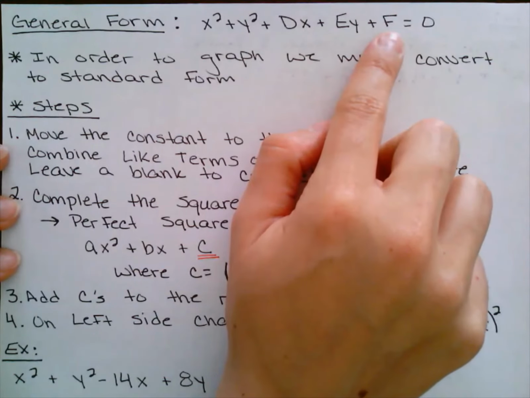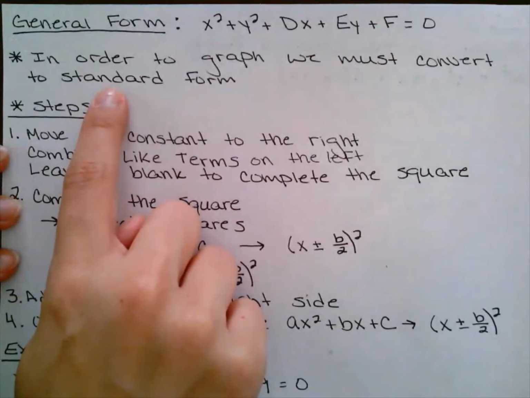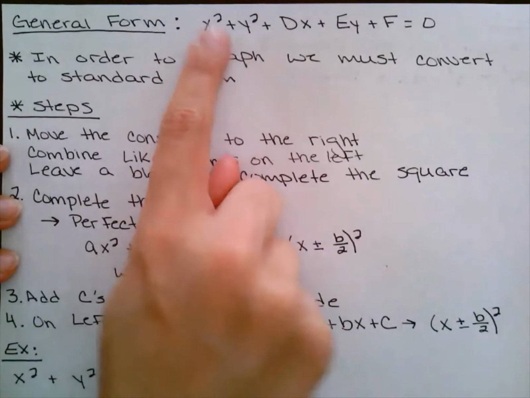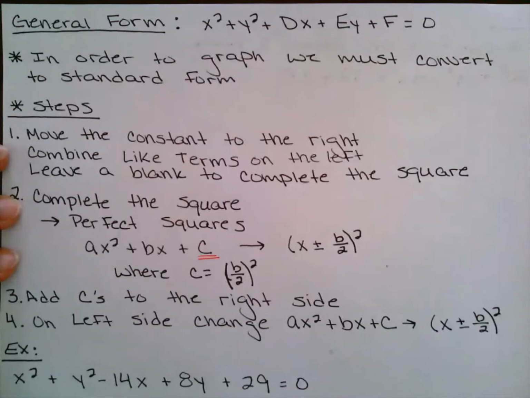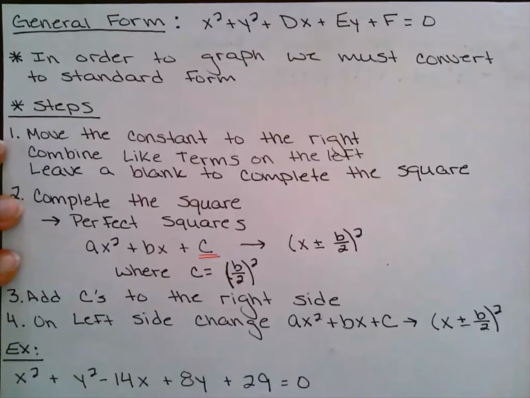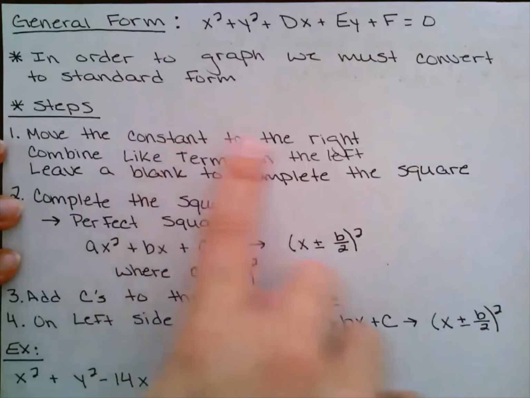Okay. Now the problem with this is that we need it in standard form in order to graph it. Okay, so if it's given to you in this format, you're going to have to take that extra step of converting it to standard form, and then you can go ahead and graph. All right, so here are the steps you're going to take, and here are some reminders from Algebra 2. Your first step is going to be to move the constant to the right side.